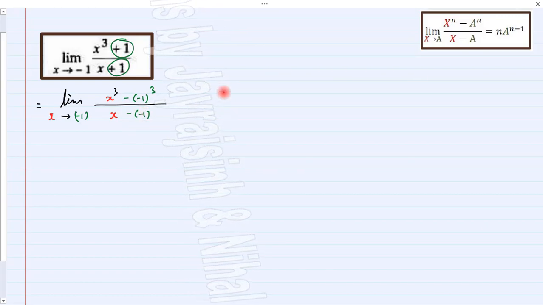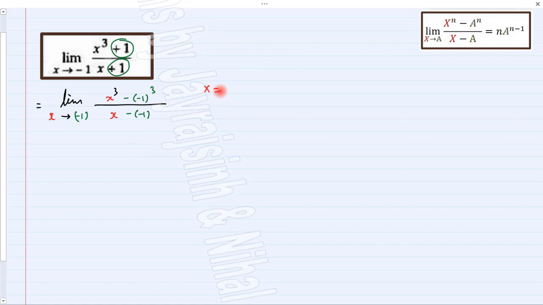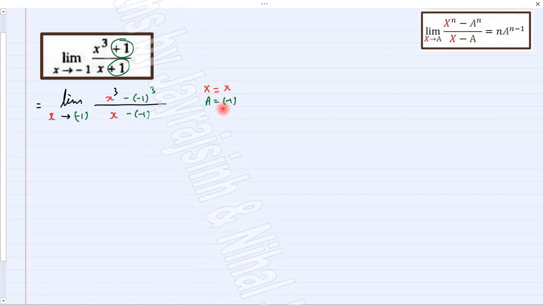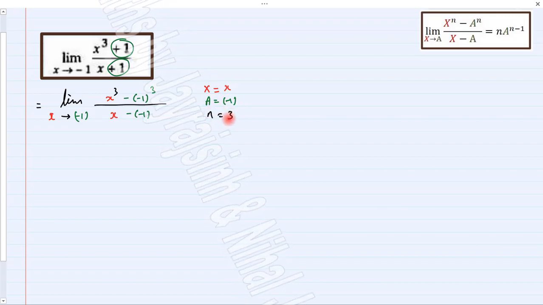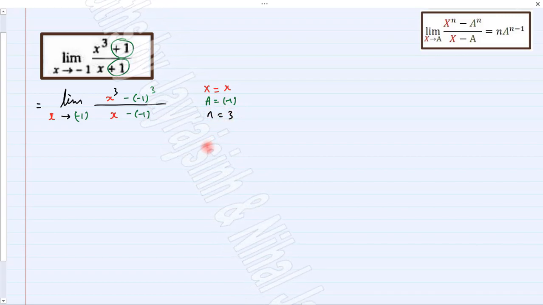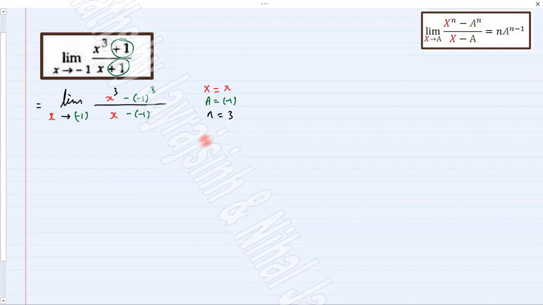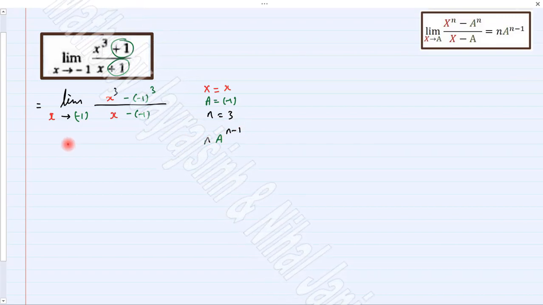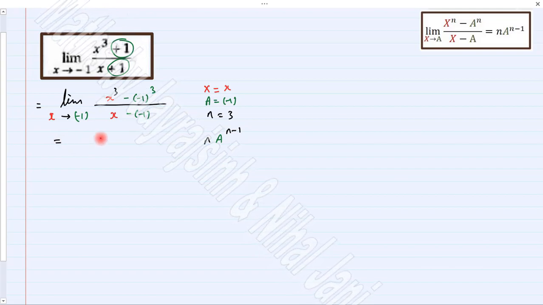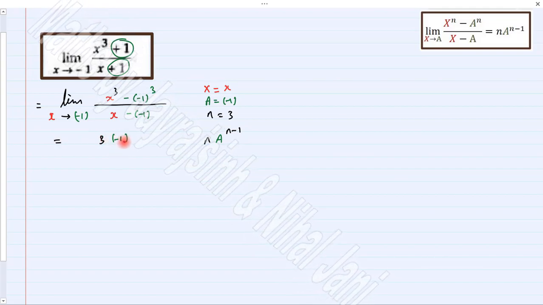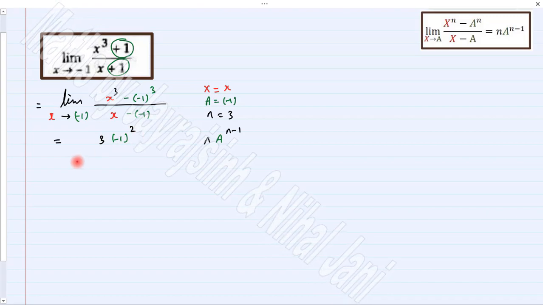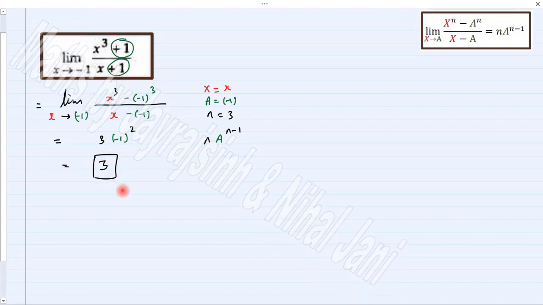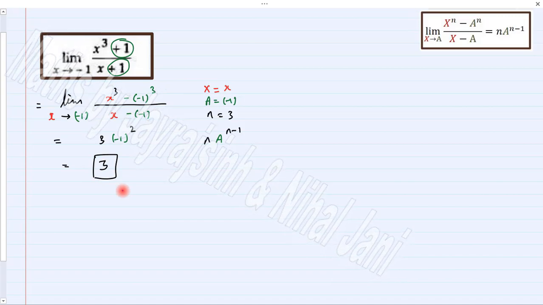So we get the standard form, where your capital X is x, capital A is minus 1, and n is 3. So by applying the formula, we can obtain from the right hand side, which is n into a raised to n minus 1, or we can say 3 into minus 1 raised to 3 minus 1, which is 2. So 3 is your final answer. Ta-da!